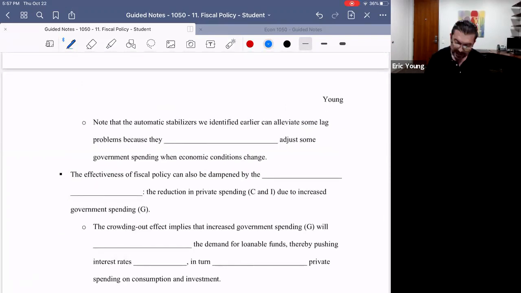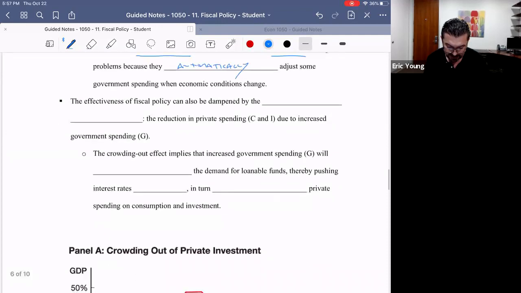Now, note that the automatic stabilizers that we discussed in our first video, these are designed in part to alleviate some of those lag problems. Since they don't need legislation to get passed, they're going to automatically adjust. And therefore, these can kind of mitigate and alleviate some of the lags. So our first potential problem is a timing problem, the lag problem. Our second potential problem when it comes to the effectiveness of fiscal policy can be dampened by what we know as the crowding out effect.